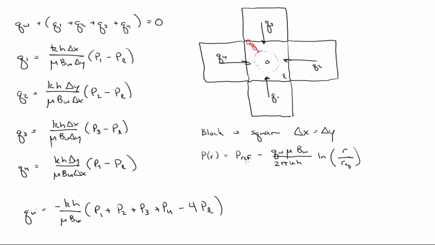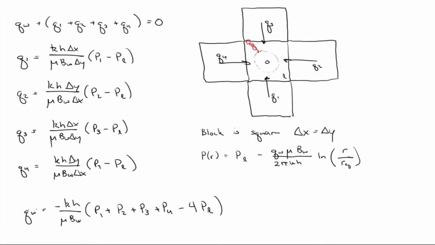And remember, in a finite difference scheme, there's only one pressure in a grid block. So it has to be the average, right? So what we did was we said, okay, the reference pressure is then the pressure in that grid block. Okay?